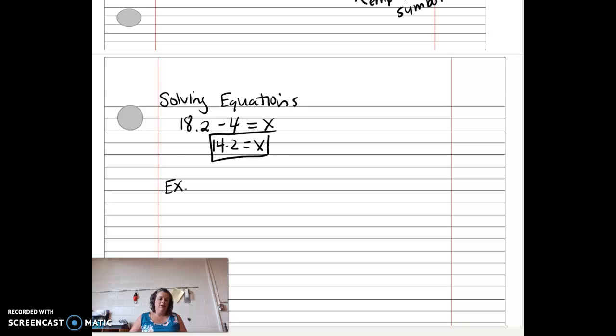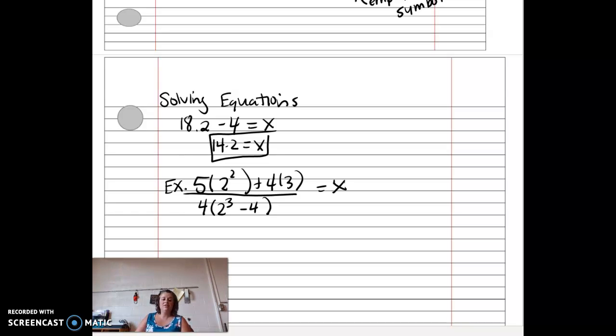If I give us, let's say, 5 times 2 squared plus 4 times 3 all over 4 times 2 to the third power minus 4, and this is equal to x. Pretty much, since it's already solved for the variable x, we just have to simplify using our order of operations. So I would take my parentheses, 2 squared gives me 4 plus the 4 times 3 over 4 times 2 to the third power is 8 minus 4.